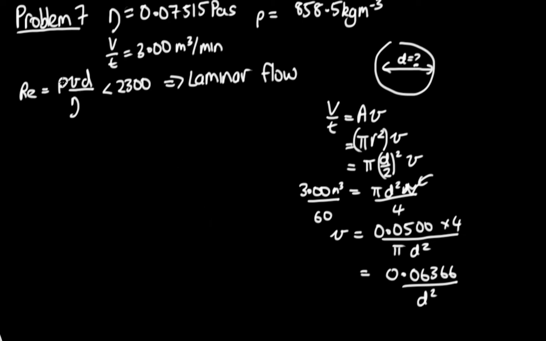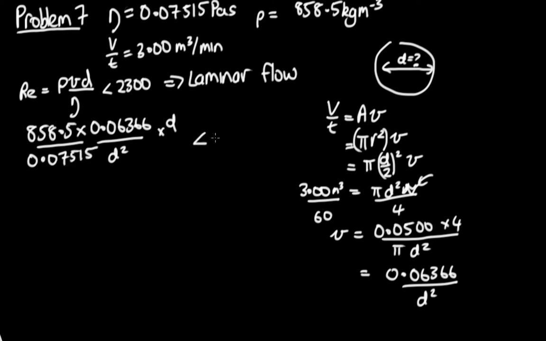So let's substitute this in. So we've got the density, 858.5, times the velocity, which is the 0.06366 over d squared, times d, over the viscosity, which is the 0.07515, has to be less than 2,300. Now this d squared will cancel with this d, so we'll end up with just 1d on the bottom. So we can work out the numbers on this side.